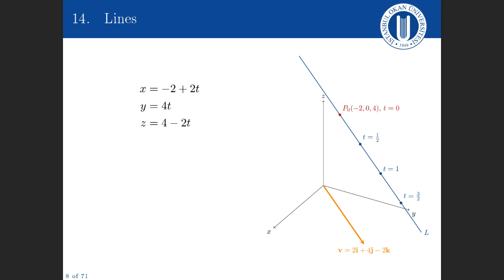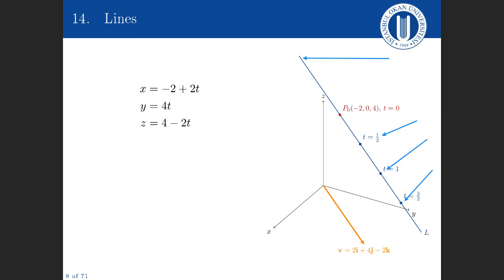Here is a picture of this line. The line x is equal to -2 plus 2t, y is equal to 4t, and z is equal to 4 minus 2t looks like this. It passes through the point -2, 0, 4 when t is equal to 0. When t is equal to a half, we move to here. When t is equal to 1, we're here. When t is equal to 3 over 2, we're here. We could also use negative t. When t is equal to minus 1, we're about here.